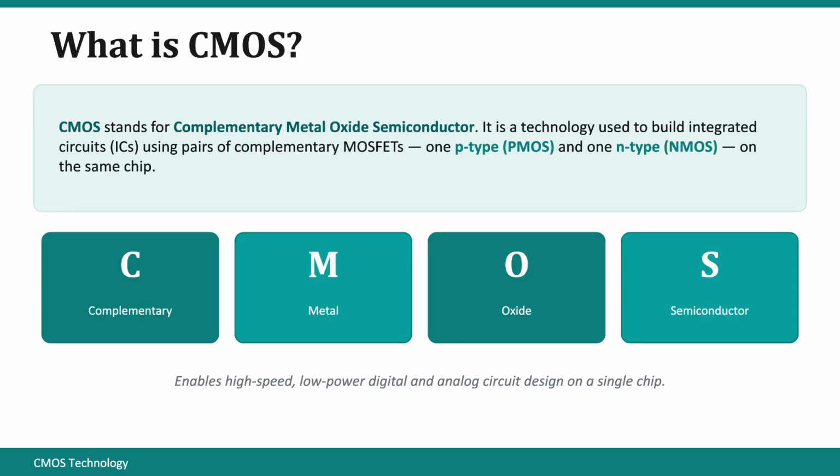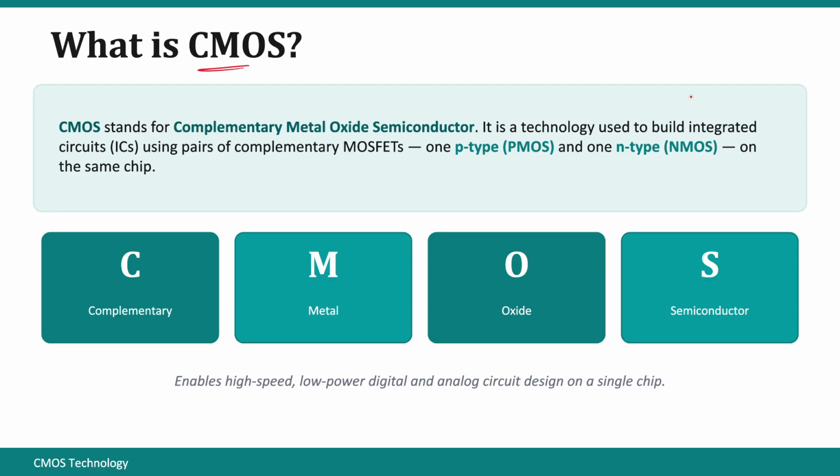So coming to this video, what is CMOS? In the name itself, there is the word complementary. The definition will explain what is meant by complementary, and why it is called a MOS with complementary. CMOS stands for Complementary Metal Oxide Semiconductor. It is a technology used to build integrated circuits.